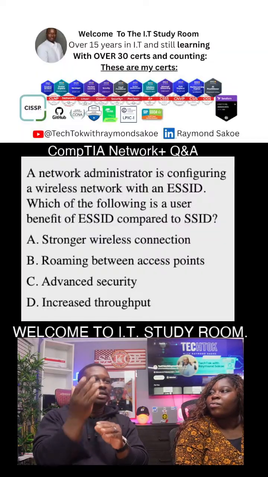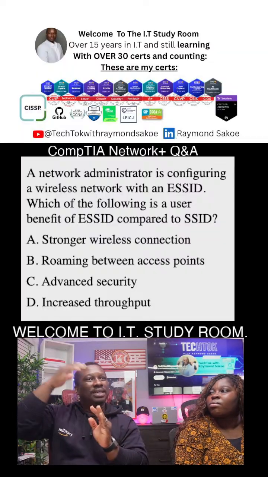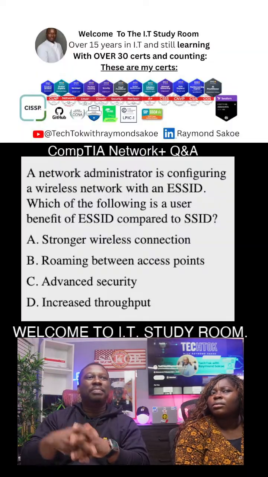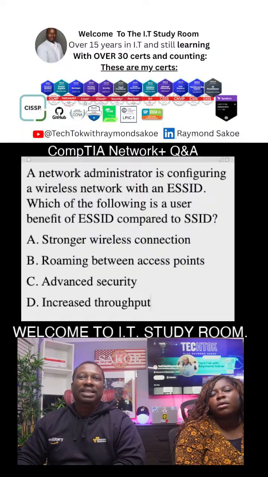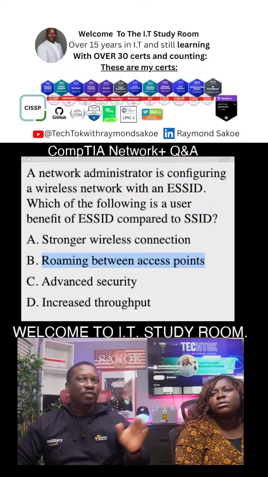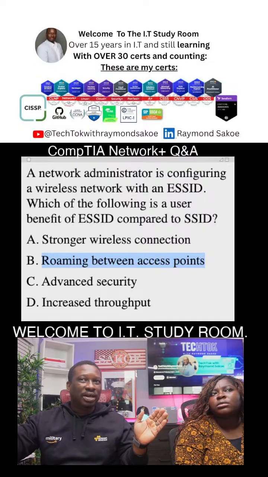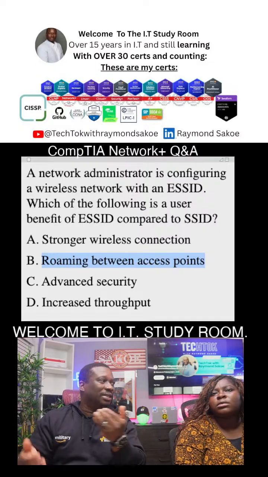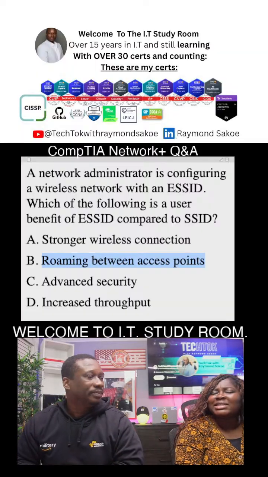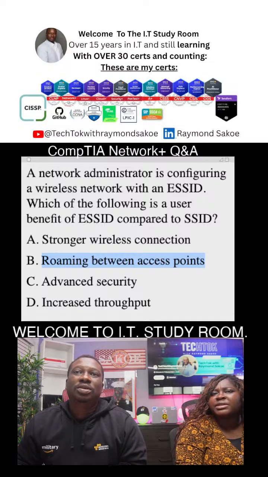So if you have a router here and you have a router in the bedroom, they should have the same name, right? So what is the benefit of that? The benefit is roaming between access points. If you move from here to the bedroom, you don't have to switch the Wi-Fi. It automatically will pick it up because they have the same name. Okay, so why is it not C then? Because there's a lot of advanced security.